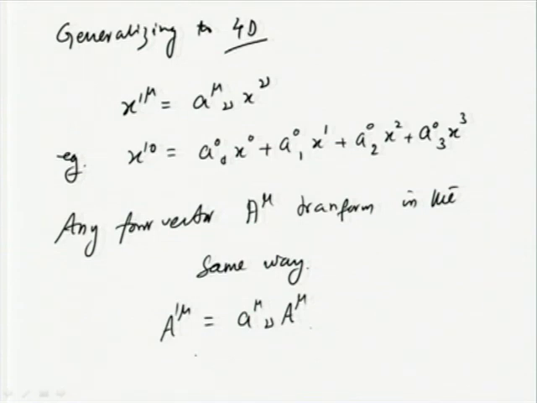Whereas scalar quantities under a spatial coordinate transformation do not change. What is an invariant quantity that you can think of? Take again the 2D rotation. If you take r square, let us go back to the earlier picture.